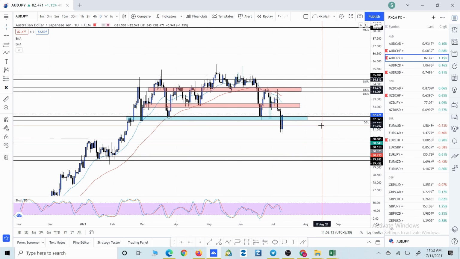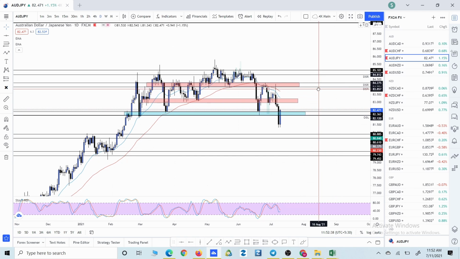For the entry, guys, we can take the entry on the daily time frame, or we can go to smaller time frames like the 4-hour and the 1-hour. That depends upon you. You can take an engulfing candle or hammer candle, or maybe a double top or head and shoulder pattern as the entry trigger.